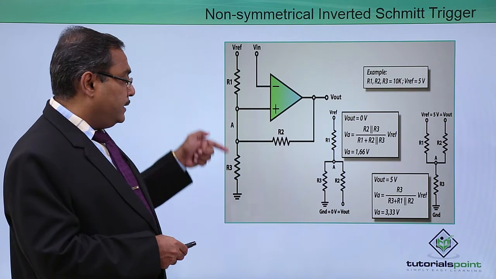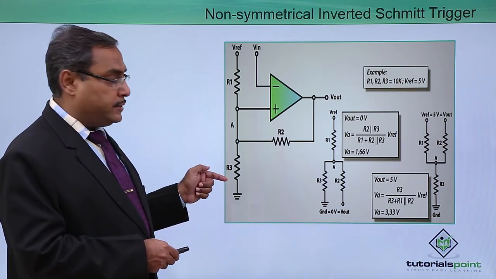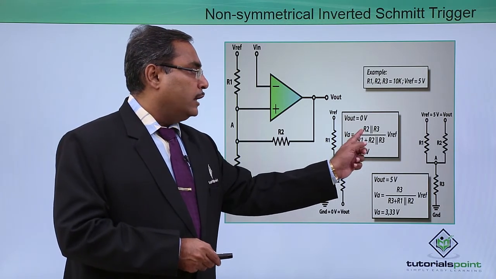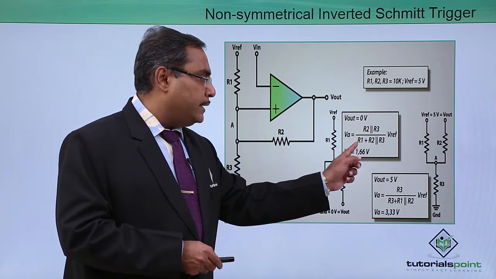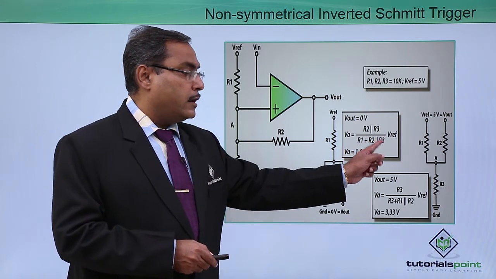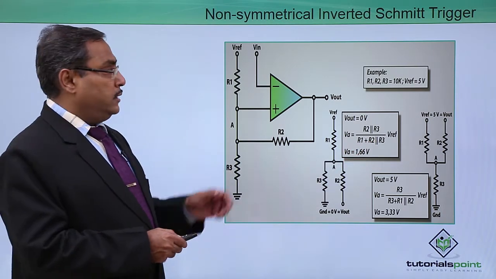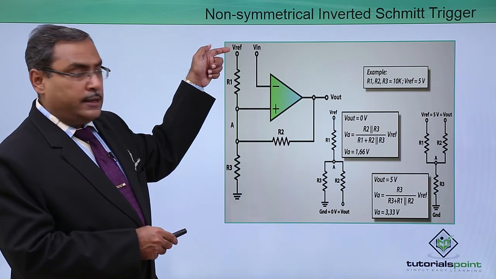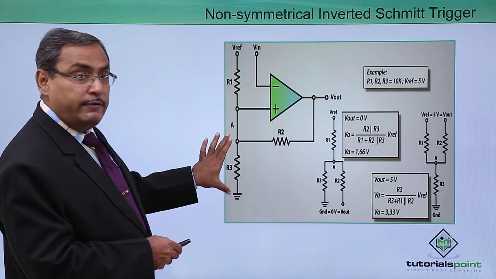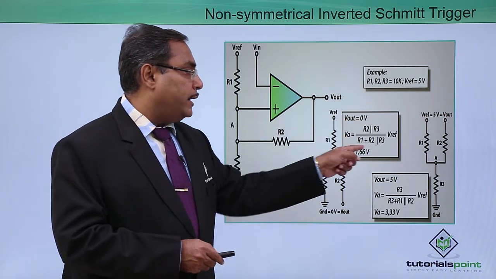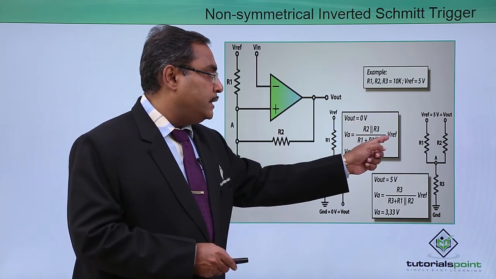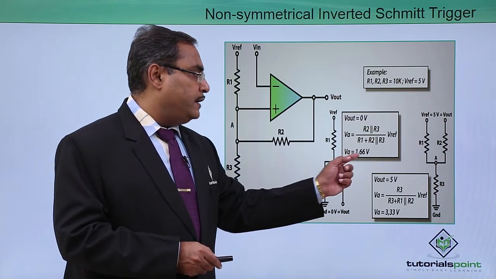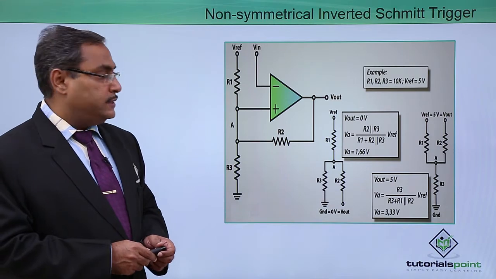So this Vref divided by this equivalent resistance will be the current, and the voltage you get is R2 parallel R3 divided by R1 plus R2 parallel R3. So we know that Vref by the equivalent resistance will be the current, and the voltage will be that current into the equivalent resistance of this part. In this way we get Va equal to this Vref fraction. If we put the values in, we get Va equal to 1.66 volt.